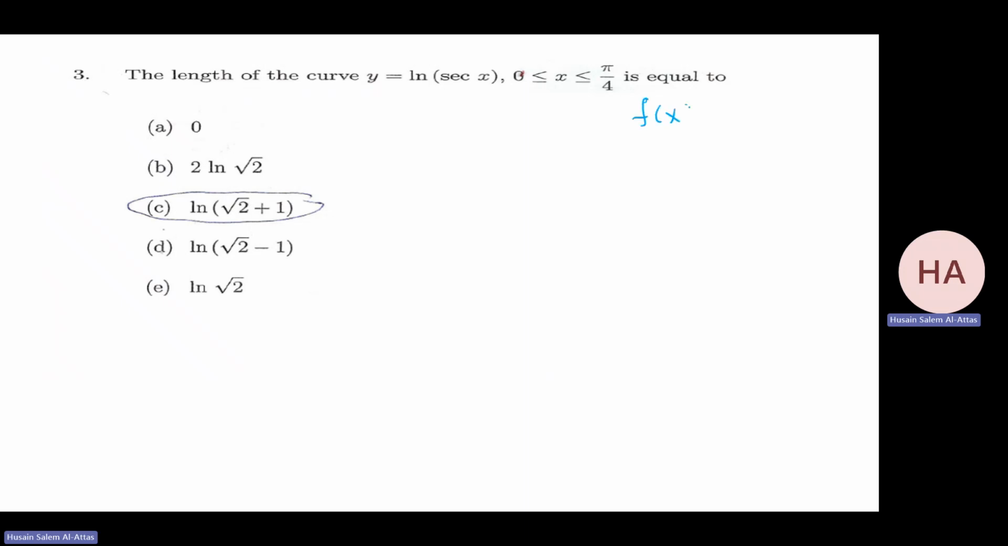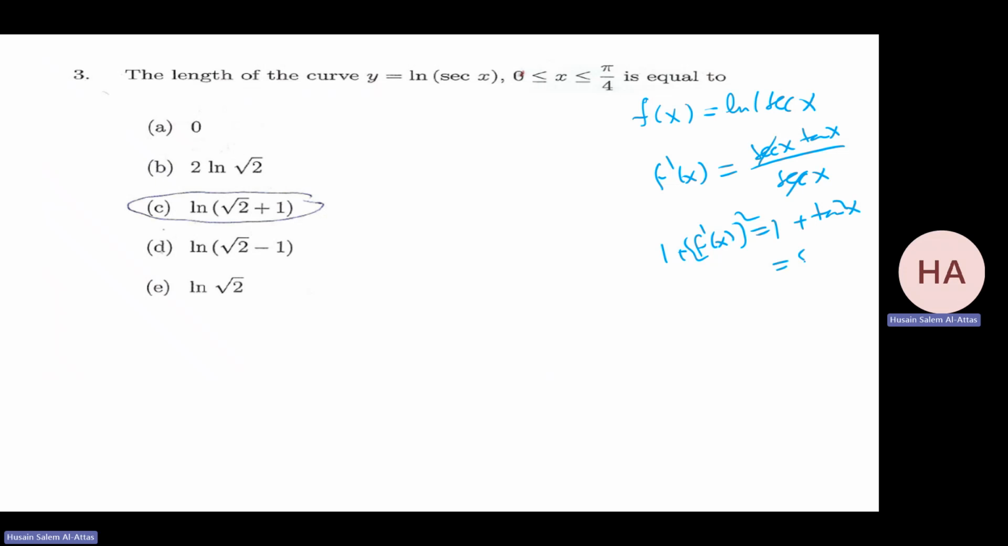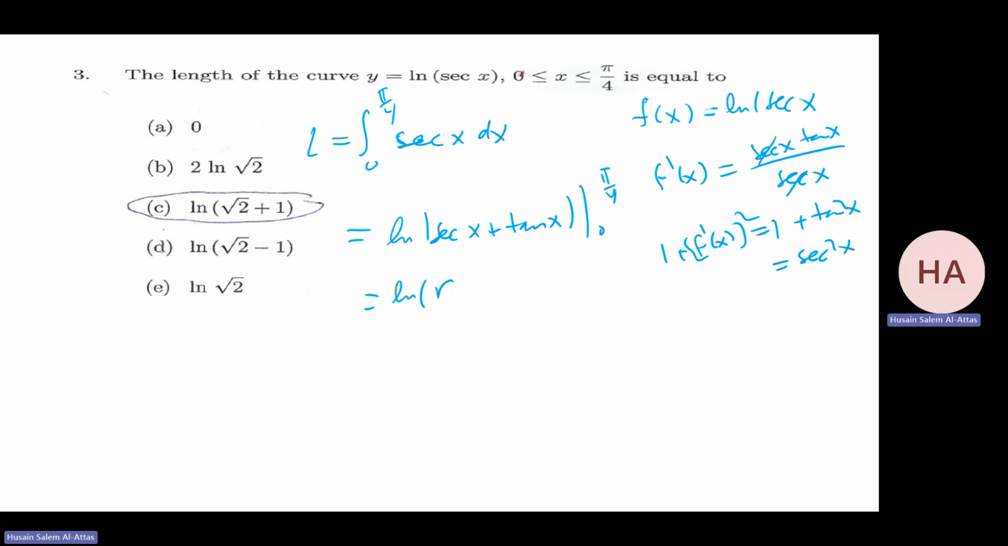Okay. f of x is secant x, f prime is secant tan. So 1 plus f prime of x all squared will be 1 plus tan squared, which is secant squared. So L from 0 to pi over 4, the square root of this, which is secant x dx. That will be ln of secant x plus tan x from 0 to pi over 4, which is ln of square root of 2 plus 1. And this is positive.